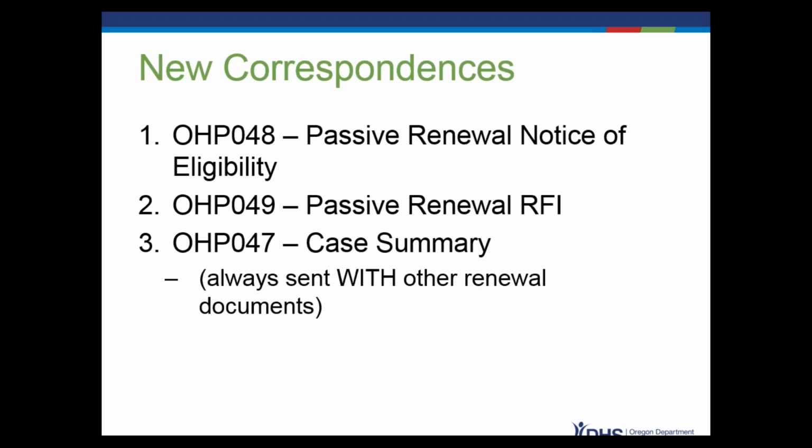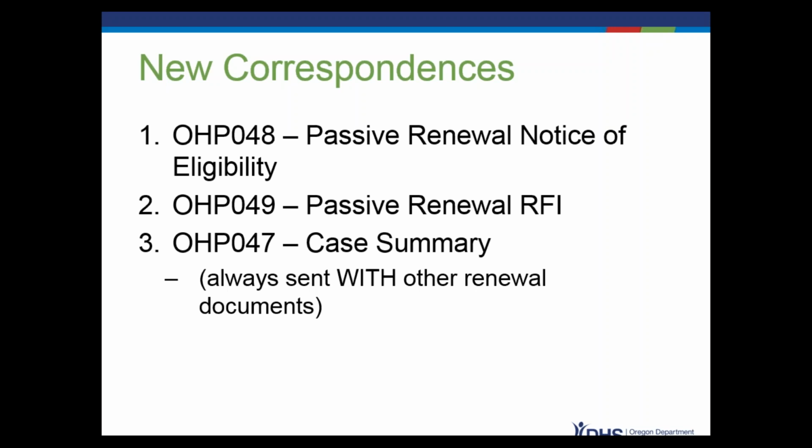So now that we've talked about the different paths that people may take when they're renewing, we're going to quickly go over what those new correspondences look like and those official form numbers. So the passive renewal notice of eligibility is also known as OHP 048. And there's also a passive renewal request for information, which is OHP 049.